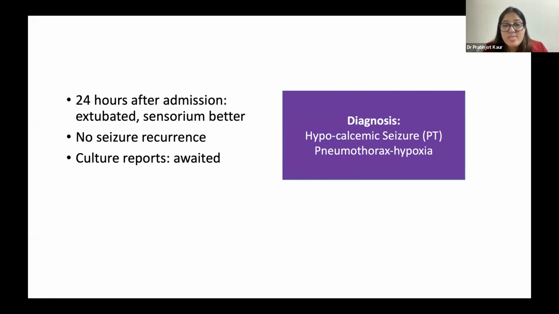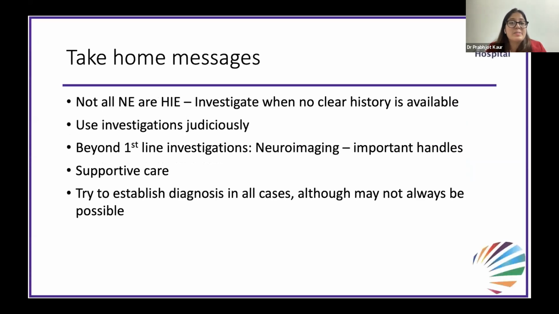So the lesson from this case is that not every neonatal encephalopathy, not every neonatal seizure is sinister. Common things are still common. So we have to rule out common things like low sugars, low calcium, magnesium correction. They all have to be done before we go on to other extensive investigations.